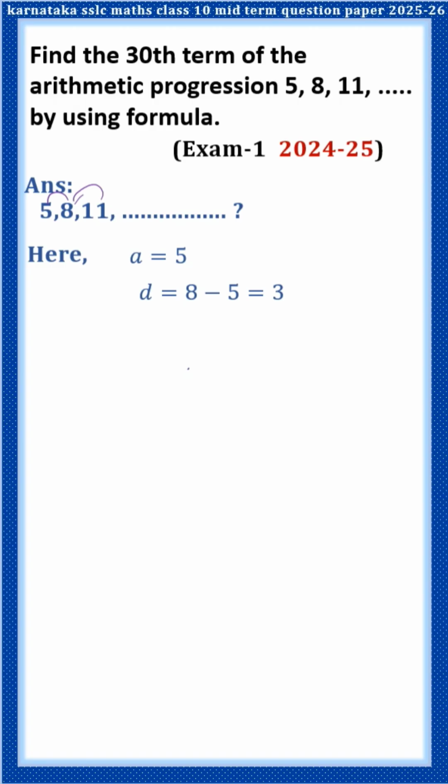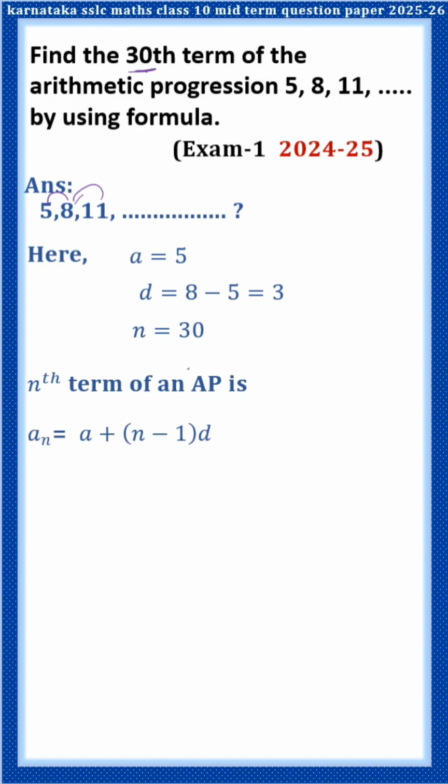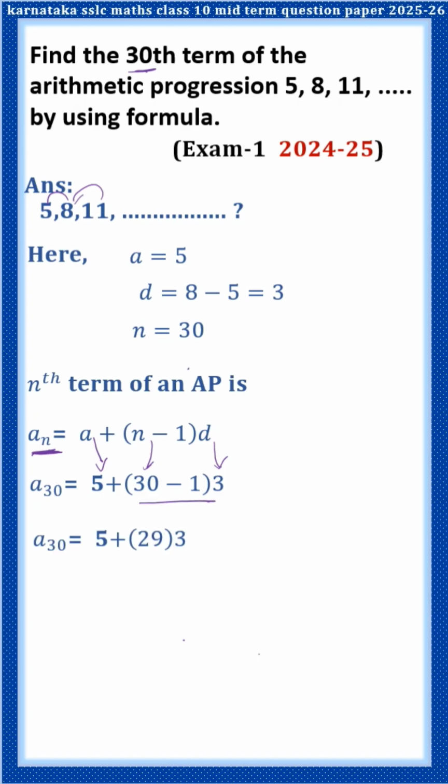Here n is 30. So the nth term of the AP, we already know it, An is equal to A plus n minus 1 into D. So it is a direct question. An we have to find out. A30 is equal to 5, instead of n 30, instead of D 3. 30 minus 1, 29 into 3. You have to multiply. That is 87, 5 plus 87. That is equal to 92.